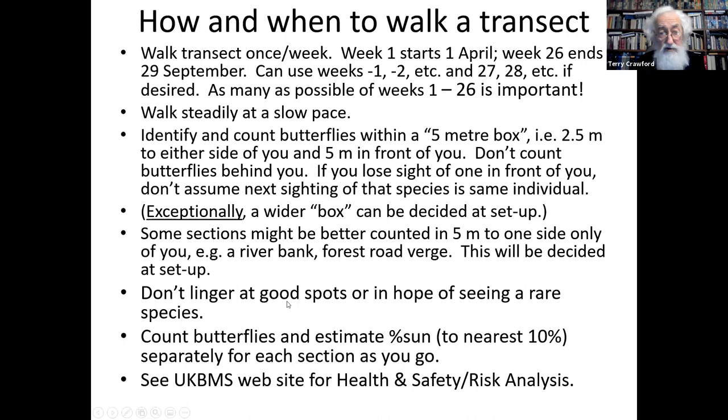As you go, separately within each section, count the butterflies and estimate the percentage sun to the nearest 10%. That's the percentage of time in that section when you are casting a shadow on the ground, a distinct shadow on the ground. So if half the time you can see a shadow, then it's 50% sun. But do that separately for each section as you go.